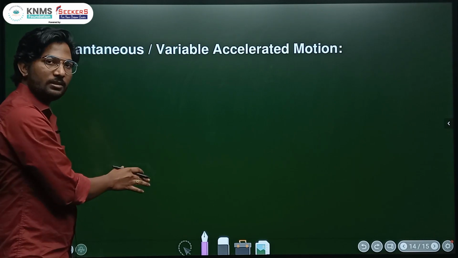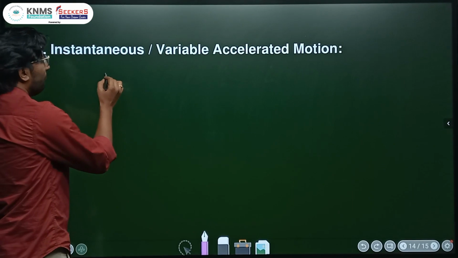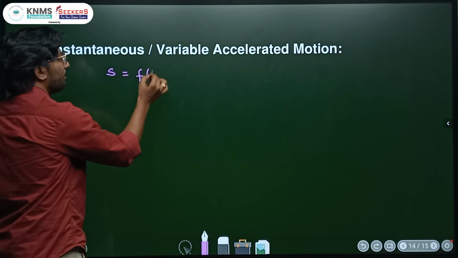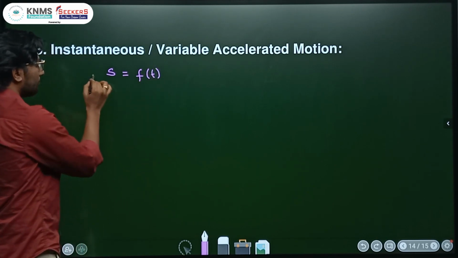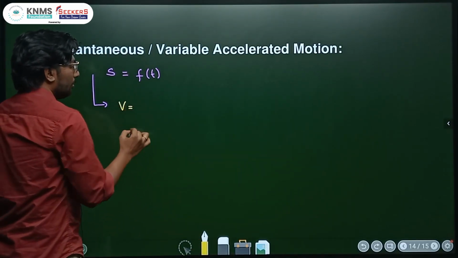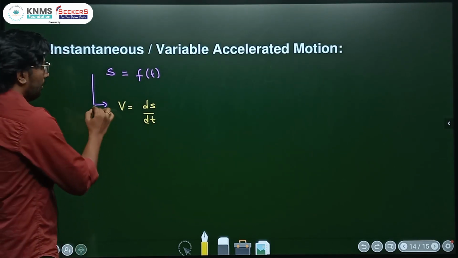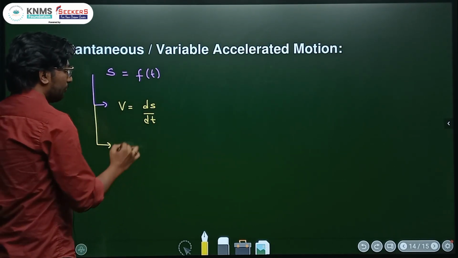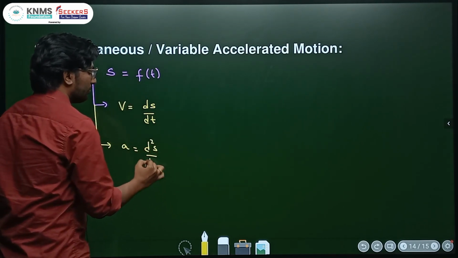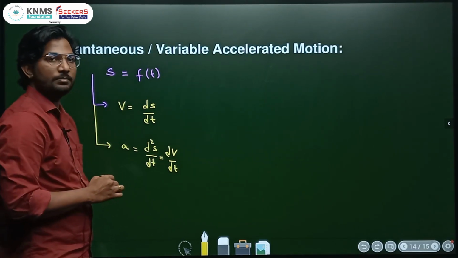So I'll give you the basic gist of this instantaneous motion, through which we can go for a few numericals under it. If you have velocity, or let's start with displacement. If you have displacement as a function of time, from this to get velocity, you just have to differentiate the displacement with respect to time. If you want to get acceleration from this, or from the displacement itself, either you double differentiate the displacement or you simply differentiate the velocity vector.